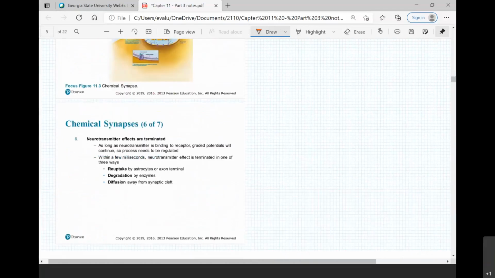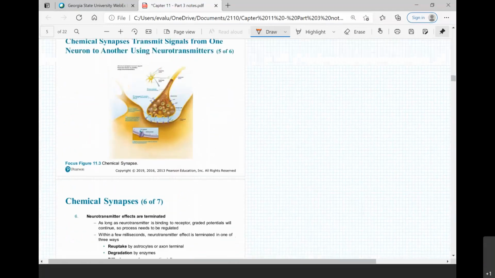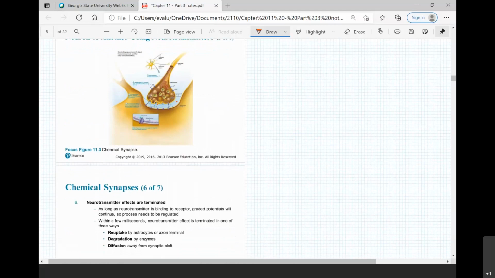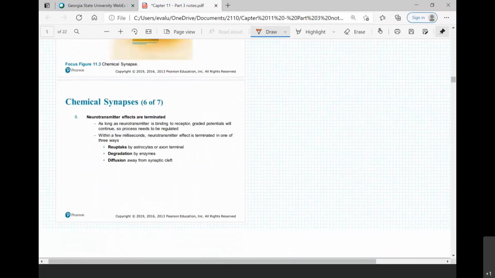Part number 6 is where the neuron essentially will terminate the effects of that neurotransmitter. If it stays in this space for very long, it will keep binding to the receptor on the postsynaptic neuron, and it will keep opening. You'll keep having the effects. So basically, we need to make sure we clean the slate and wipe out anything in the synapse, so that the neurotransmitter doesn't continue doing what it's doing. There are a couple different ways it can do that.